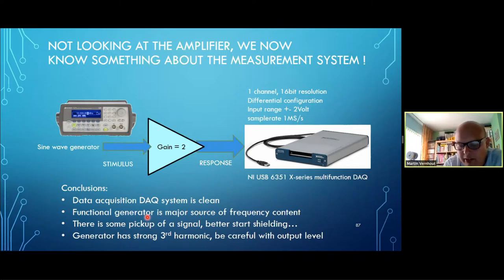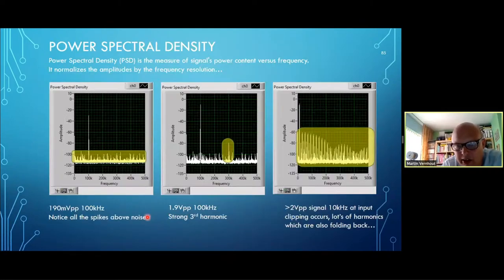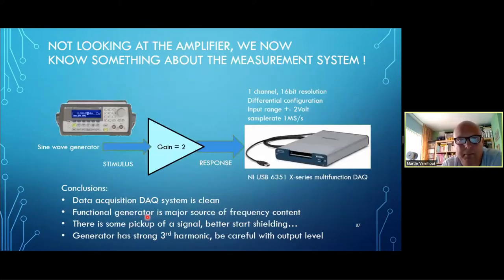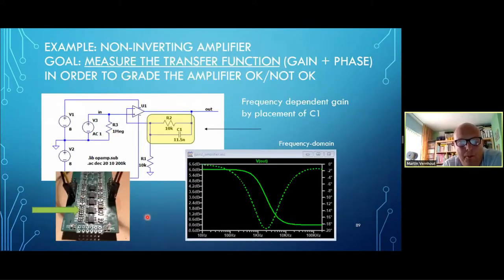We could not have done this if we just looked at the time signal, because those signals measured here are so tiny that they are in the random fluctuations of a couple of LSBs, a couple of least significant bits of your ADC. So the final example.